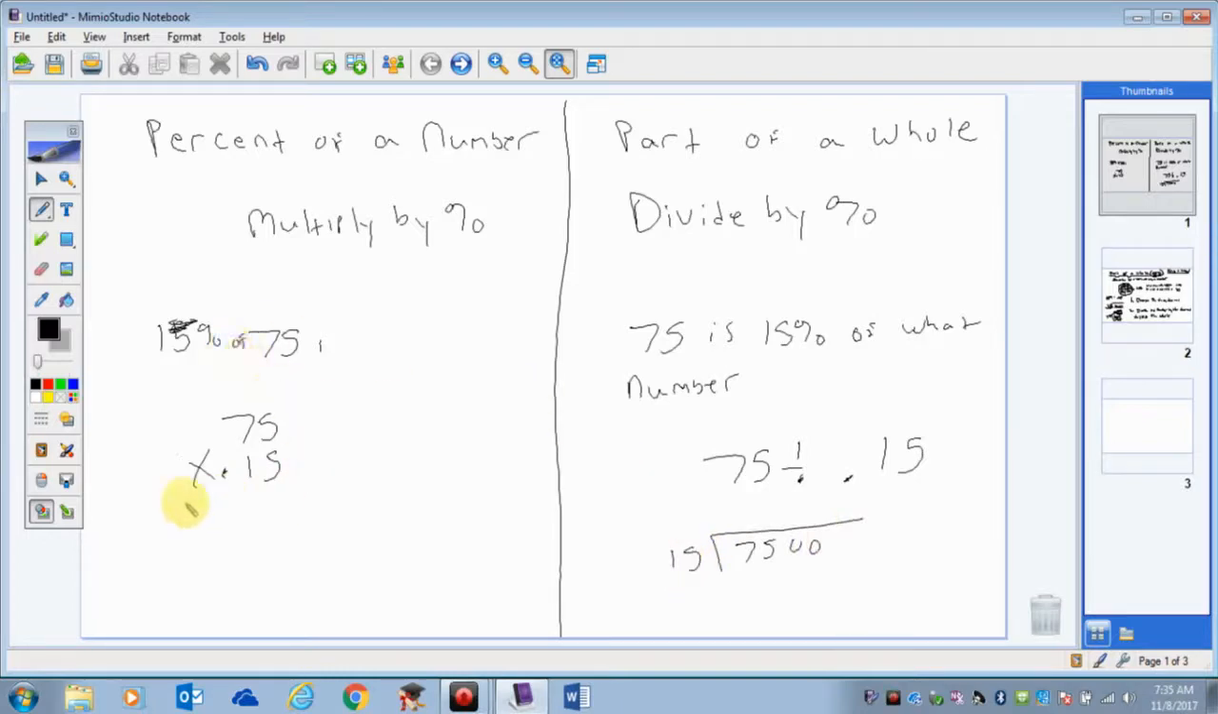So let's work these two out, show you the difference in the answers. We got the same numbers asking two different questions. I'm trying to find out what 15% of 75 is here, and over here I'm trying to find 75 is 15% of what bigger number. So 75 times, or 5 times 5 is 25. Carry my 2.